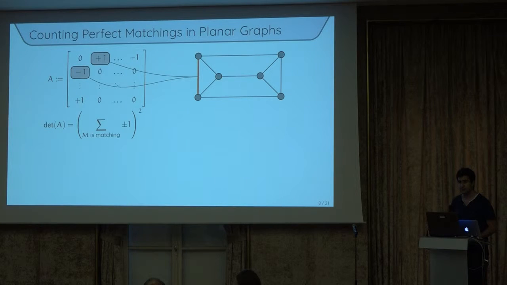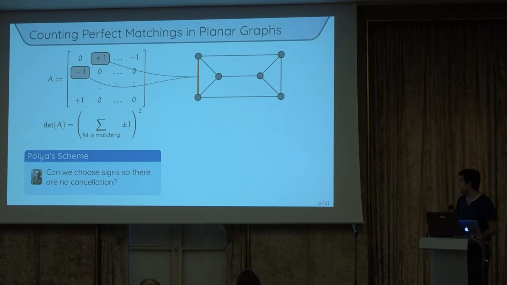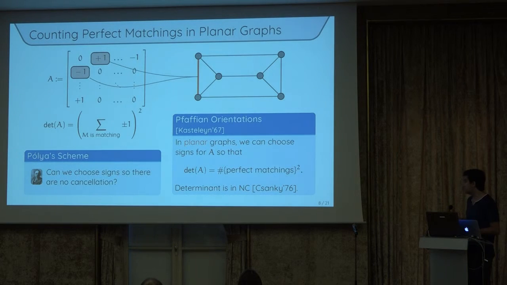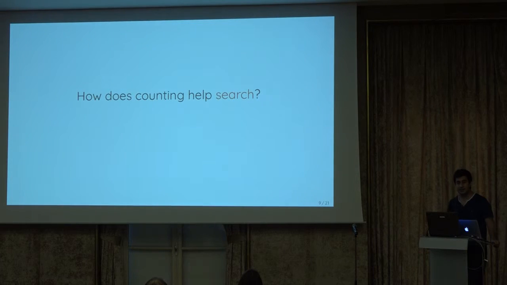squared. Okay? So Pólya, who knew the bipartite version of this fact, asked whether we can choose the signs in this adjacency matrix so that all matchings get the same sign. If you can do that, you can count the number of perfect matchings by computing the determinant. And Kasteleyn showed that in planar graphs, you can do this. In general graphs, this is not possible. And then, as I said, Csanky showed that determinant computation can be done in NC. So you just compute the determinant, take the square root, and you get the number of perfect matchings. Okay. So how does counting help search?